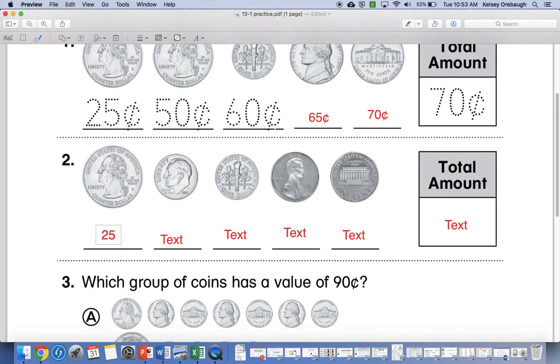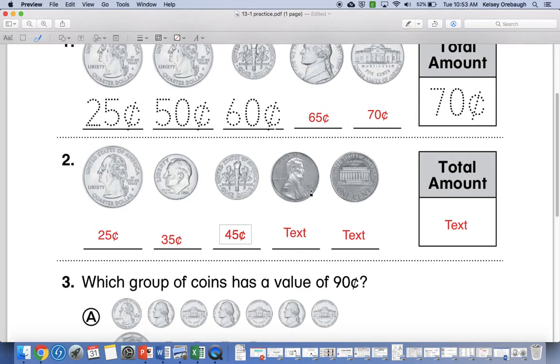Oops, not dollars, cents. There we go. Okay. If we add 10 more to that, our tens digit is going to change. 25 plus 10 is 35 cents. 10 more, 25, 35, 45 cents.